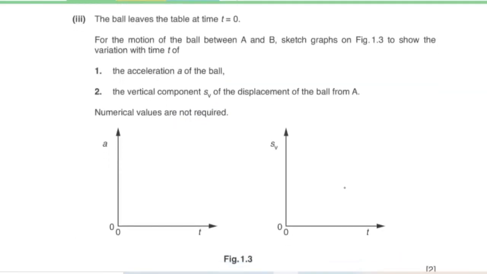Part 3, the ball leaves the table at time t equals 0. For the motion of the ball between A and B, sketch graphs to show the variation with time of the acceleration of the ball. So acceleration remains constant, which is 9.81 meters per second squared for its vertical part, since it doesn't accelerate anywhere horizontally. So it's going to be a horizontal line on here. Now for the vertical component of the displacement of the ball from A, for the constant positive acceleration of 9.81 meters per second squared, we are going to have an increasing graph on the displacement versus time graph.